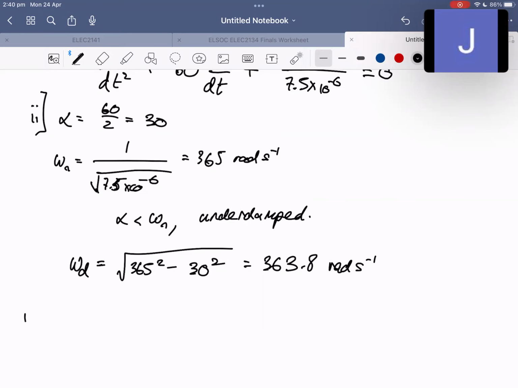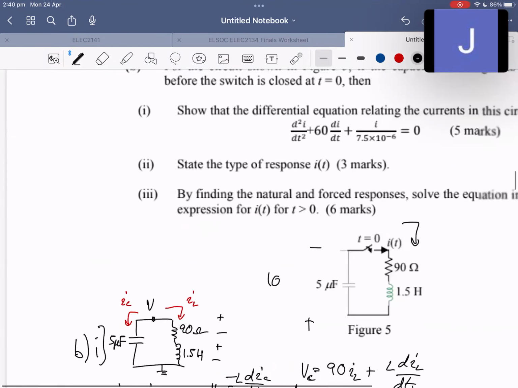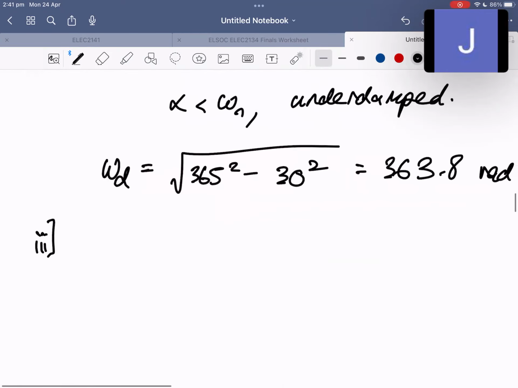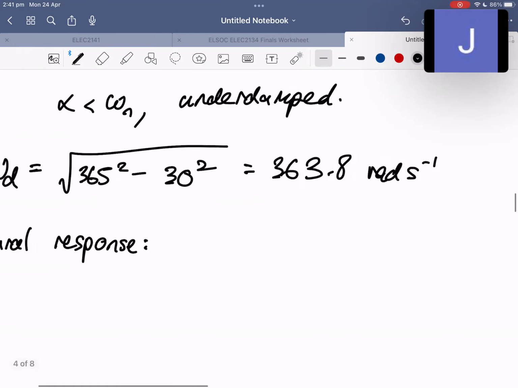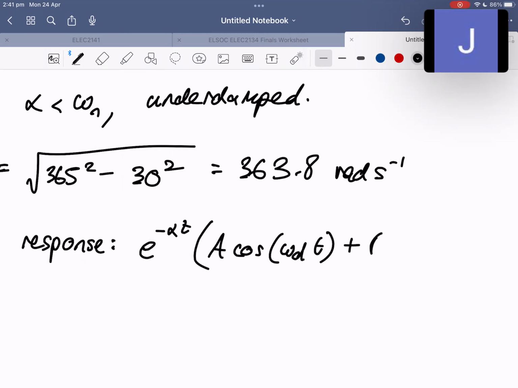So the last part of this question is to actually solve it. Since we have an underdamped solution, we know that the natural response looks something like this: e to the minus alpha t, and then we've got two constants, a cosine and a sine.